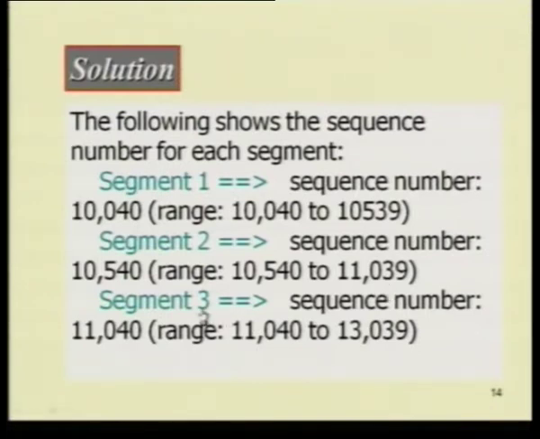Segment 3 similarly will have a value starting at 11,040, and this will be a segment which contains 2000 bytes. So it will have a range of bytes starting from 11,040 all the way up to 13,039. This covers the entire 3000 bytes that we talked about. This is just to give you an idea of how the sequencing is done.